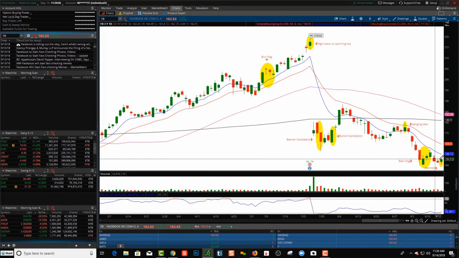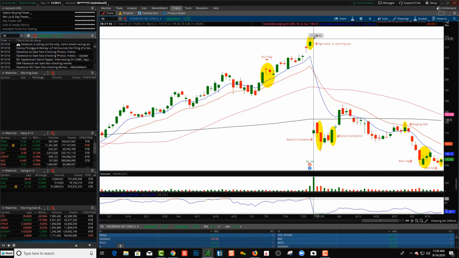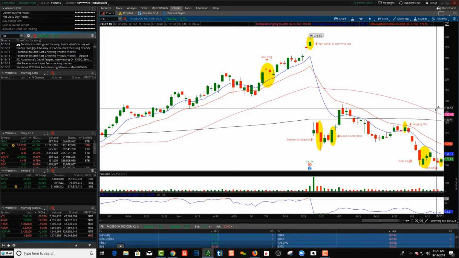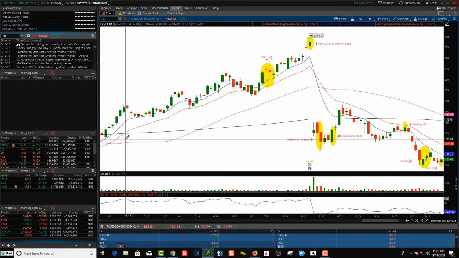It does not mean that if the bulls come back in here, Facebook is going to go all the way back up and get above $218 again. It's got a lot of resistance ahead, but that's where you want to see these patterns. And these patterns are a lot more reliable on the bigger name stocks.